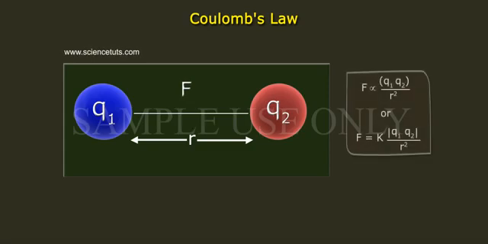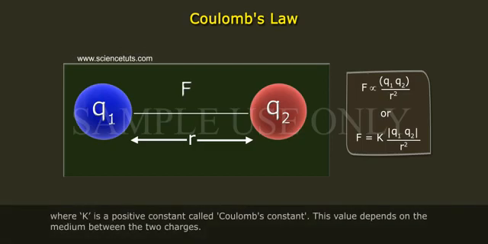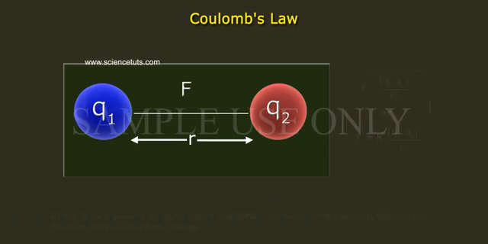given by F is directly proportional to Q1 Q2 by r square, or F is equal to K modulus of Q1 Q2 by r square, where K is a positive constant called Coulomb's constant. This value depends on the medium between the two charges.